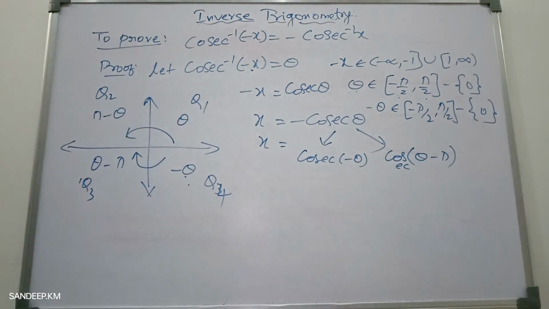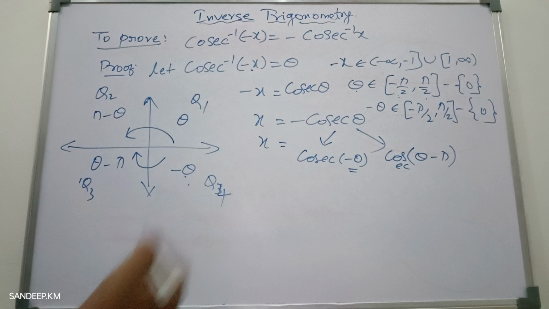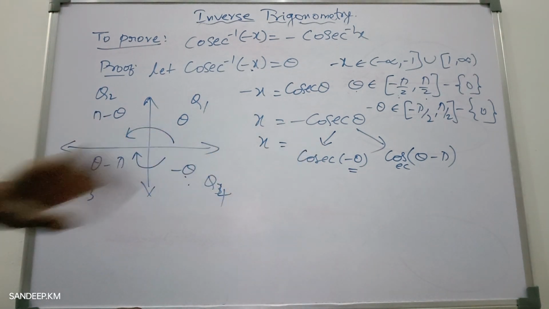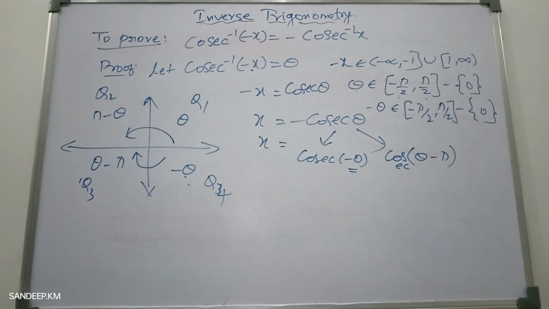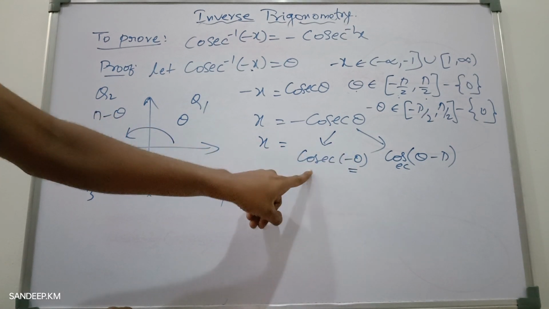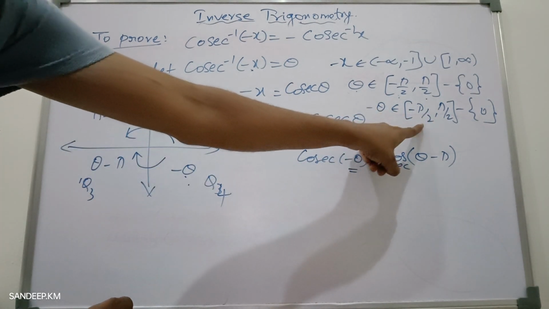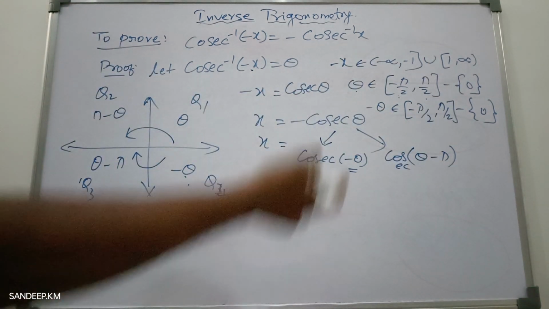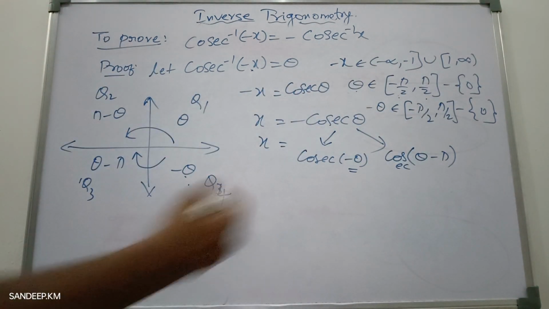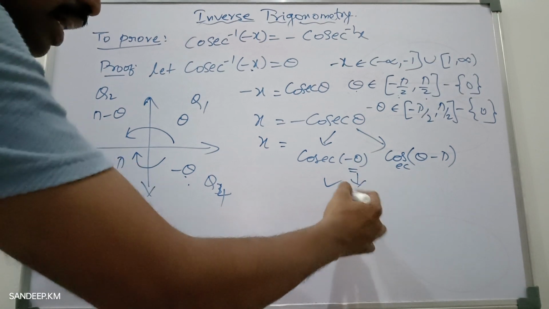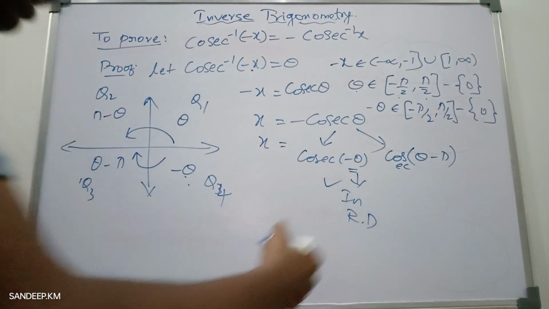Now my question is, is minus theta present in the restricted domain of cosec theta or not? Of course, minus theta is also between minus 90 and plus 90. It is in the restricted domain. So I am choosing this. Minus theta is in the restricted domain of cosec theta.